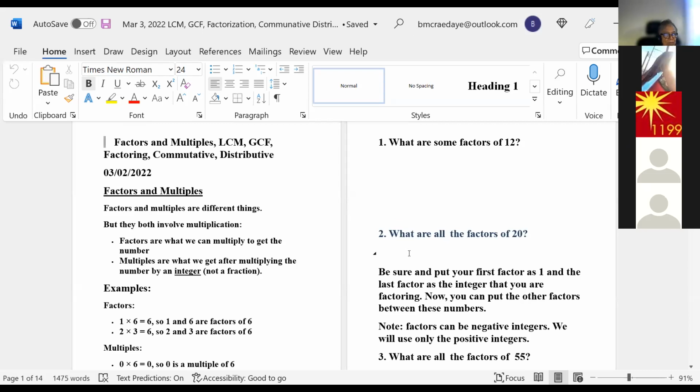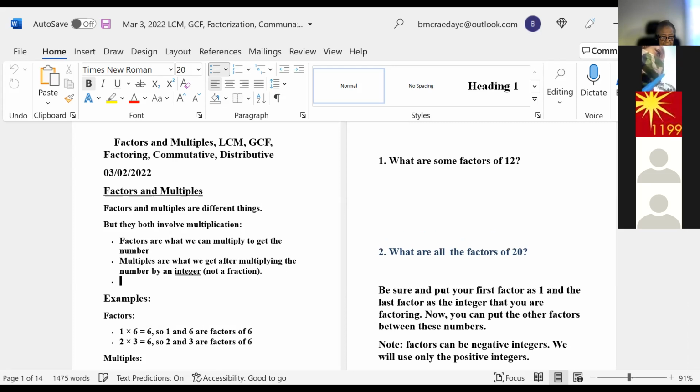Do you see factors and multiples? Yes, miss. LCM and GCF. Least common multiple, least means less. Greatest common factor means larger. Factoring, commutative, and distributive properties. Now, let's first look at factors and multiples. They both really involve multiplication. Factors are what you multiply to get a number.